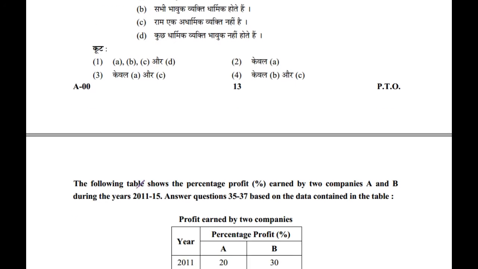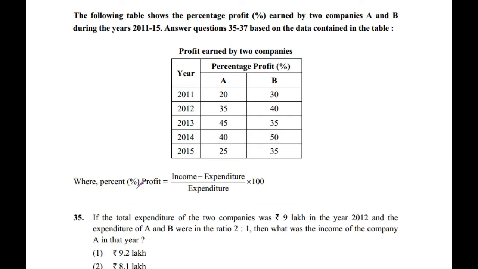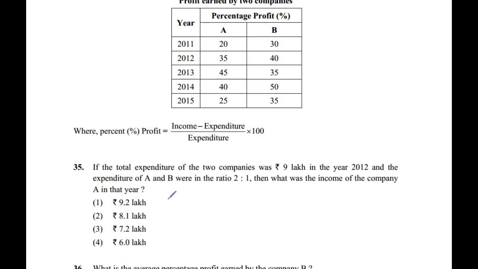Now next, there is a table that shows the percentage profit earned by two companies A and B during the years 11 to 15. Answer questions 35 to 37 based on the data contained in the table. So there is percentage profit given for two companies A and B respectively for 11 to 15 years. And formula is also given to calculate the profit: income minus expenditure upon expenditure into 100. So we'll go to the first question.